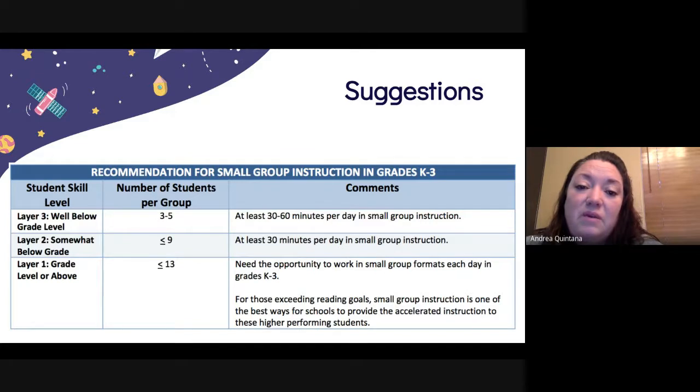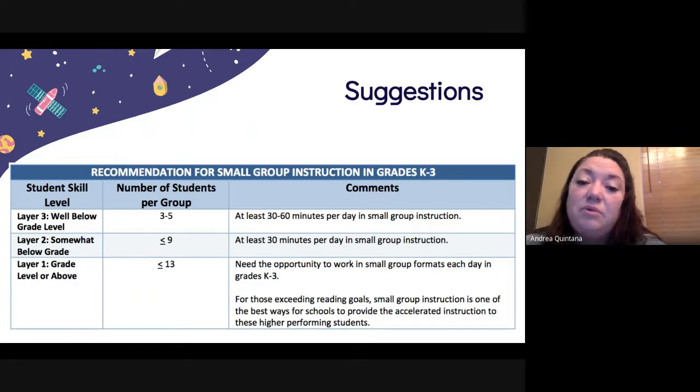And so here are some of the recommendations for small group instruction. This allows instruction to be active and proactive for our students, where we can intervene as well as support extended learning. And so you can see that in layer 1, it can be anything between 1 and 13 students. This gives students an opportunity to work in small groups all day with grade level content. For layer 2, these are for students that might be somewhat below grade level. They're asking for groups to be no larger than 9. This should also last 30 minutes a day, making sure that students are getting targeted intervention.